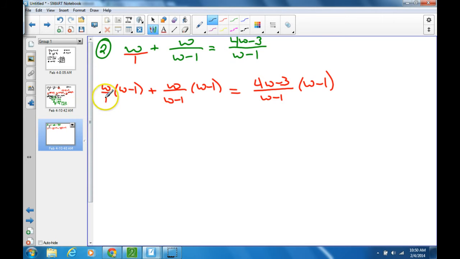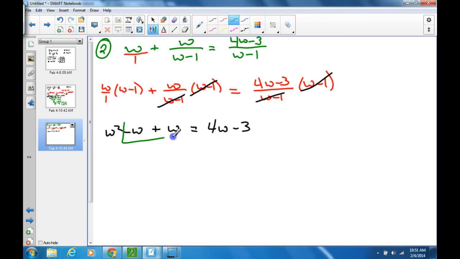So basically I can get rid of this 1. It's just a 1, right? So what's w times w? W squared, and w times negative 1? Minus w, okay? Here, this cancels, right? So I'm left with a positive w. What cancels on this side? Yep. Okay, so first of all, these two can go together. What happens to both of those? They cancel out. So I have w squared equals 4w minus 3.